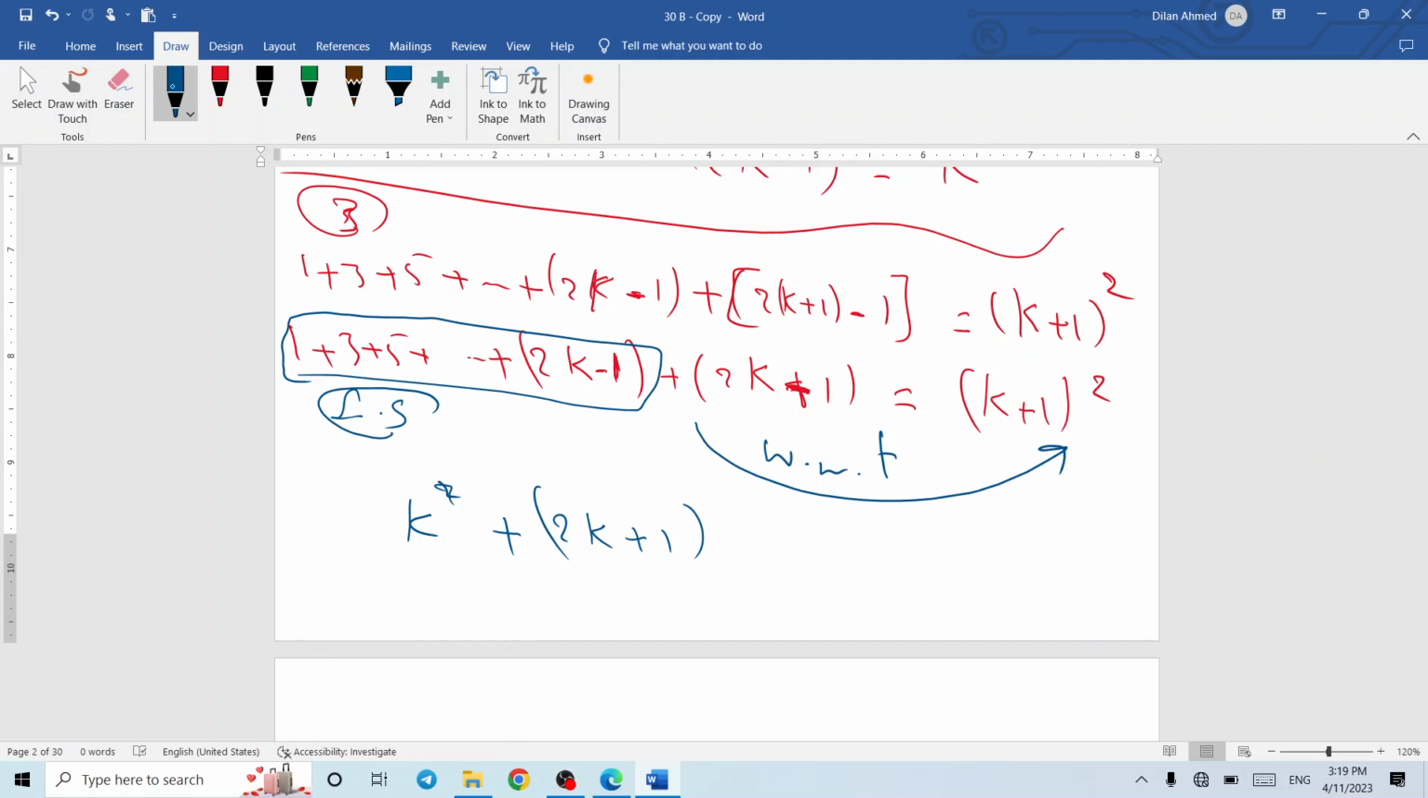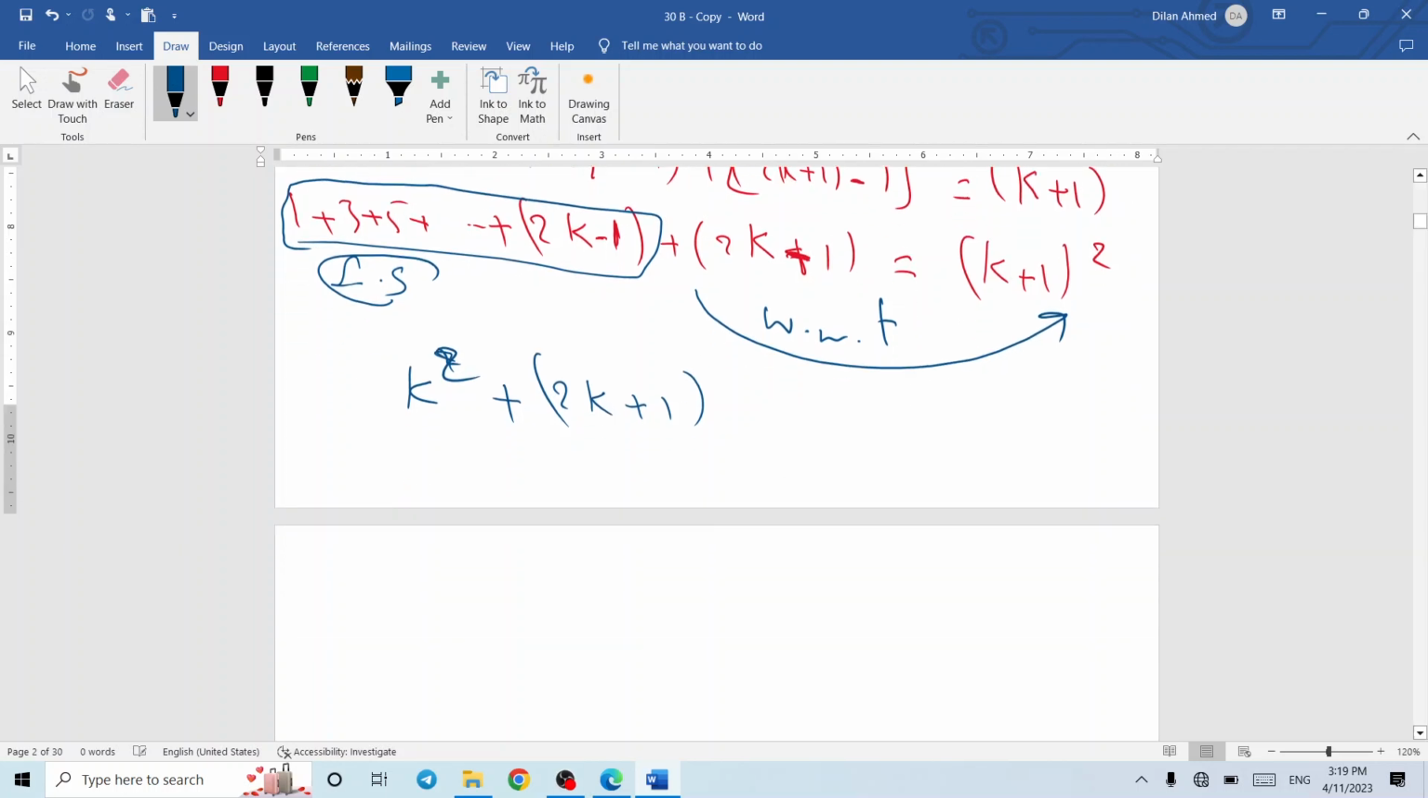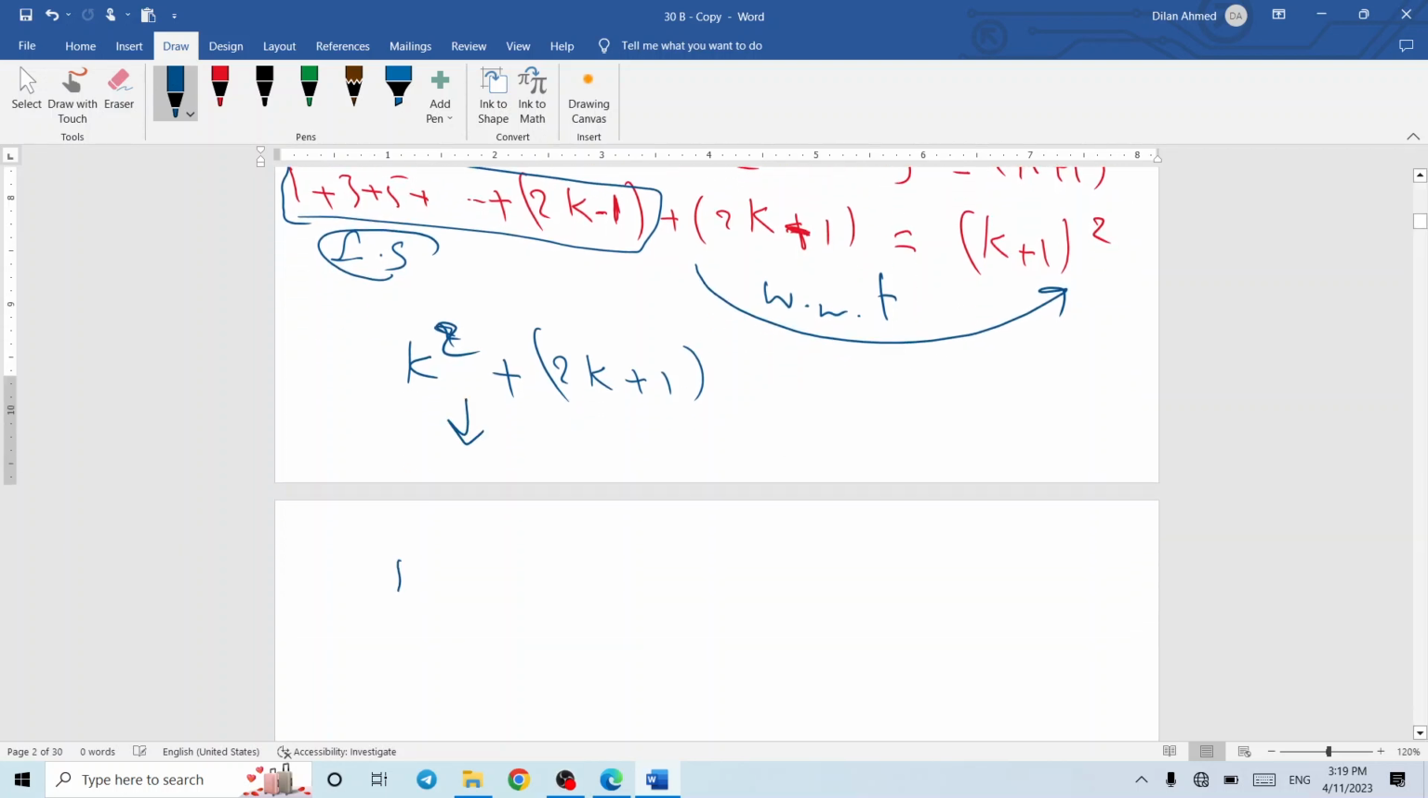Okay? This part is equal to k squared. That part just remains. And can I write this one as first square 2, first second? So this one is equal to what? Right side. Now we prove it.